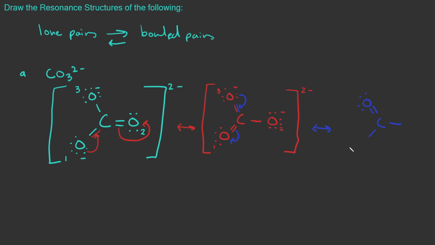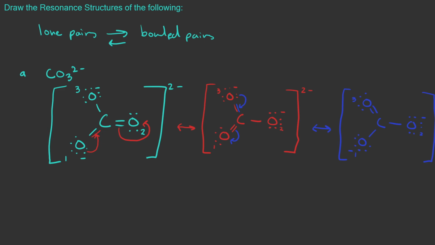Oxygen number 1 now has 6 electrons. 1, 2, 3, 4, 5, 6. And now has a negative charge once again. This is oxygen number 1. This oxygen number 2, we've never changed at all. And so this will stay the same. 1, 2, 3, 4, 5, 6. Negative charge once again. Oxygen number 2, oxygen number 3. And so now we have drawn where all 3 of the positions could have the double bond. This is what we call resonance.